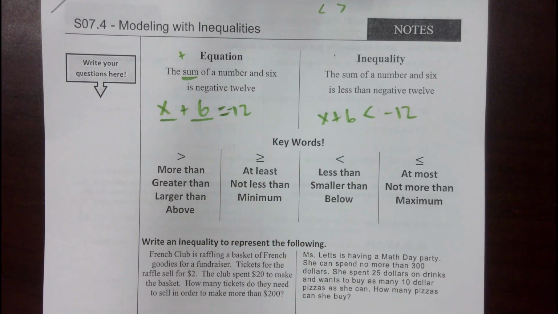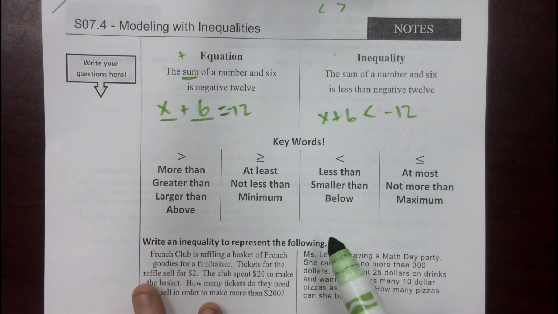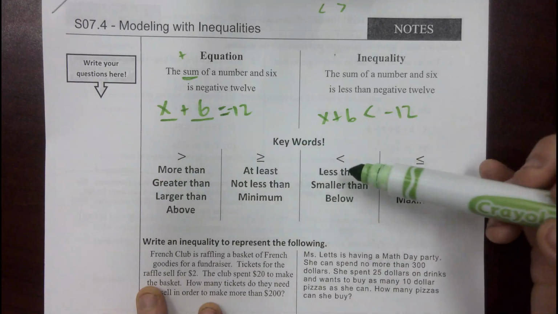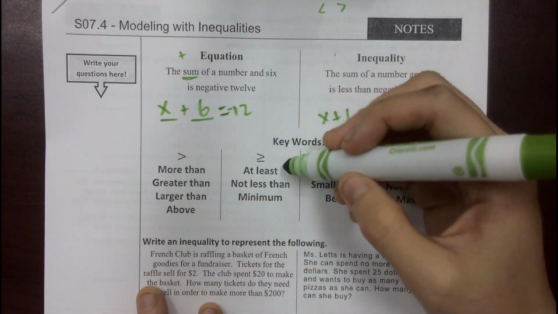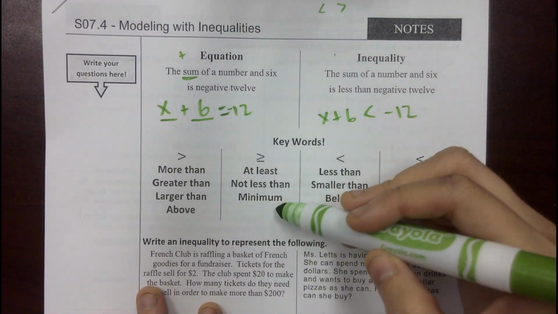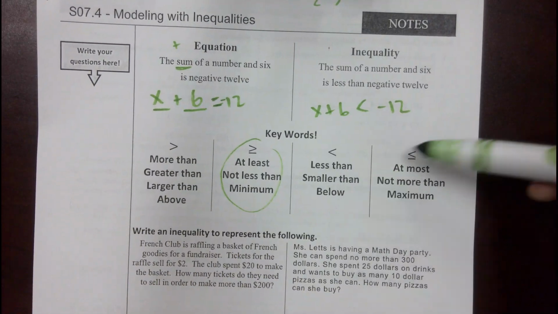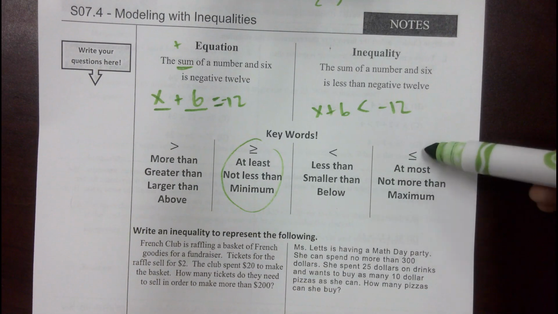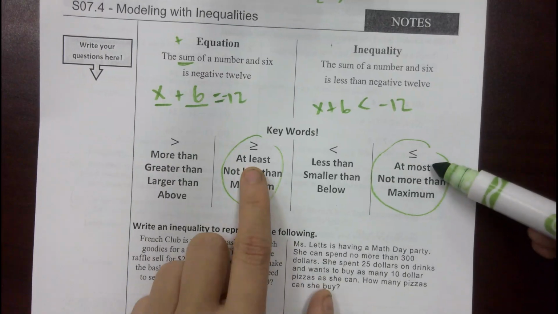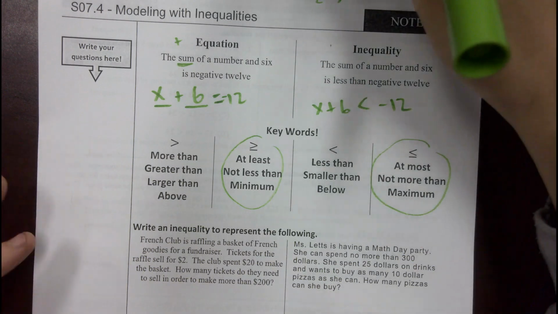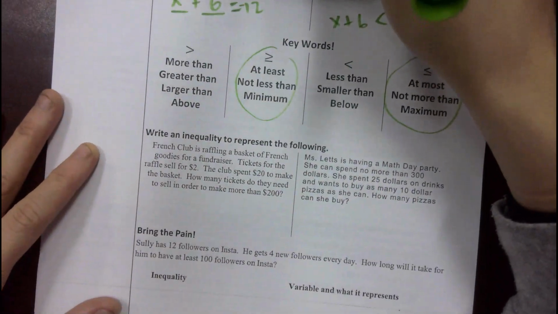So we're going to now turn words into problems. So here's some key words. If you see more than, greater than, larger than, above, at least, right? So this is the one with the equal. Also minimum. So these are the trickier ones where it has the equal sign. Less than, smaller than, below, and then at most, not more than, maximum. So these are the tricky ones because it has that line under there. But with practice, you will get them. So let's look at a few examples.